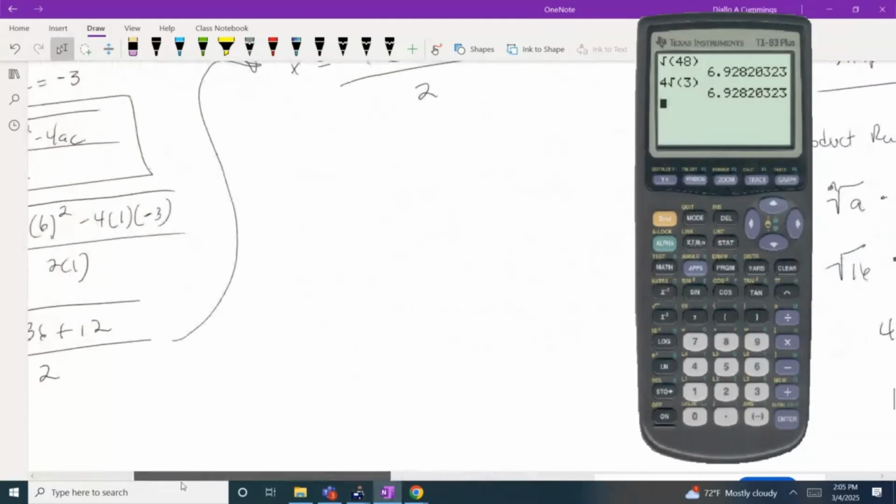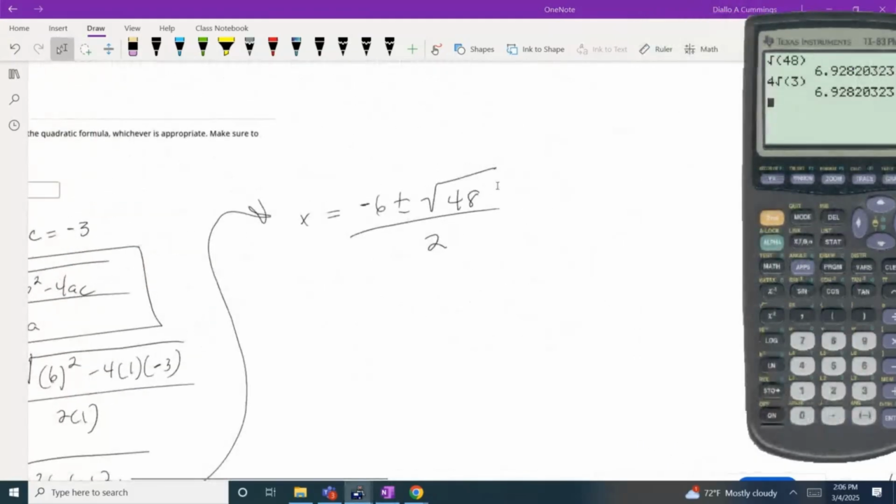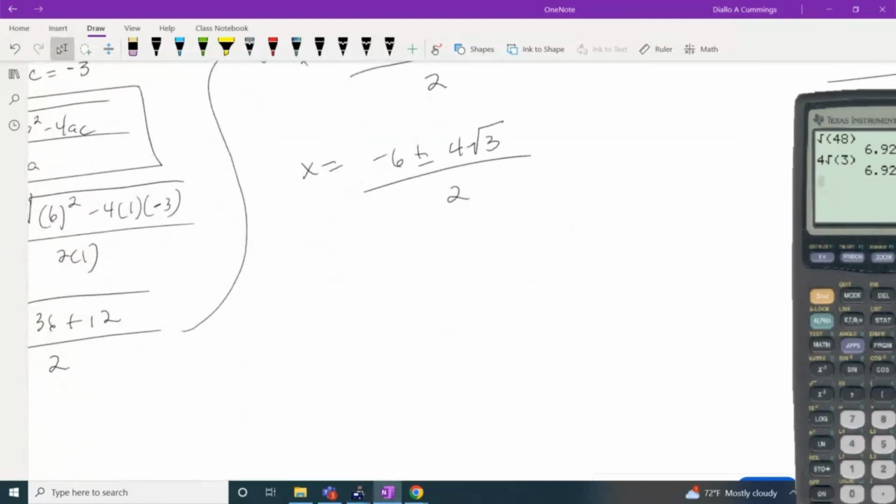So now if we go back to our problem, I'm going to rewrite the square root of 48 as 4 times the square root of 3, all over 2. Now I'm going to work this a little bit differently toward the end. I'm going to separate this out as negative 6 over 2 plus or minus 4 square root of 3 over 2.